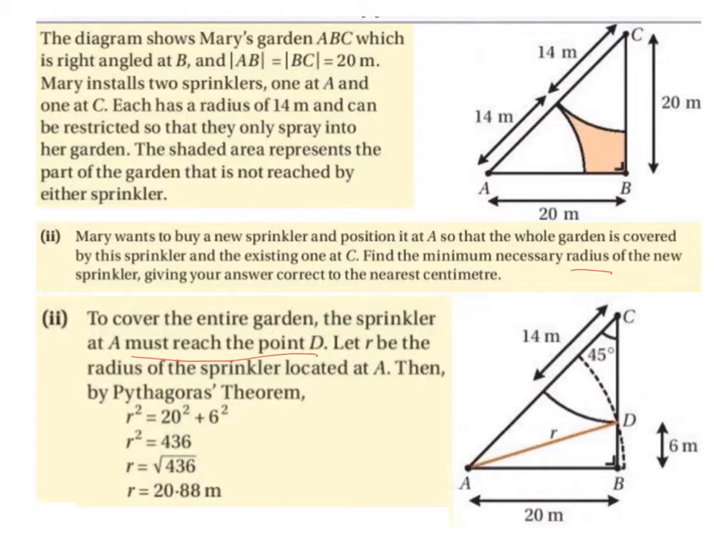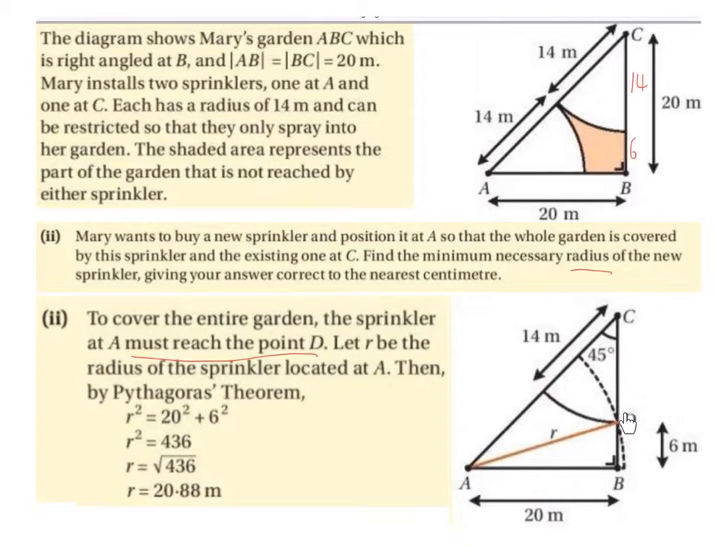So where did the 6 come from? Well, remember the entire height from here to here is 20. And the radius of the arc is 14, which means this is 14 as well. And 20 minus 14 leaves us with 6. So that distance there is 6.